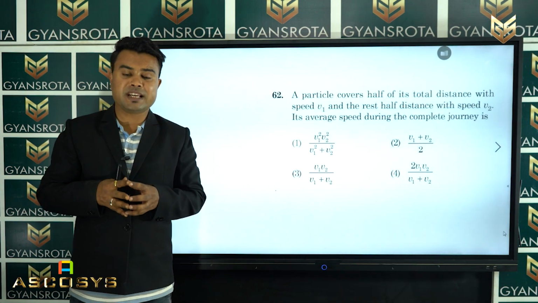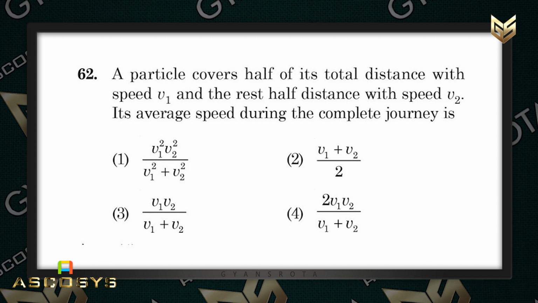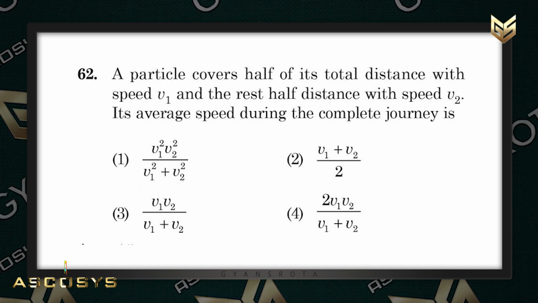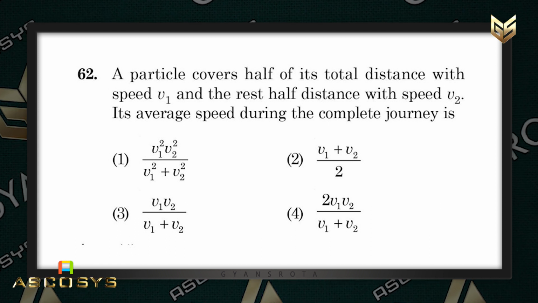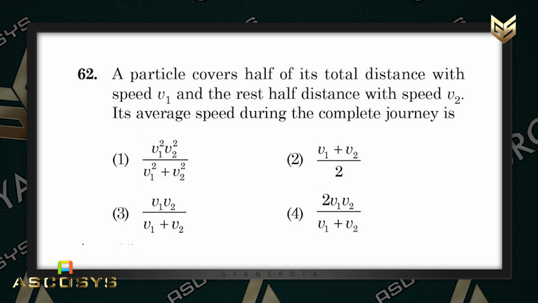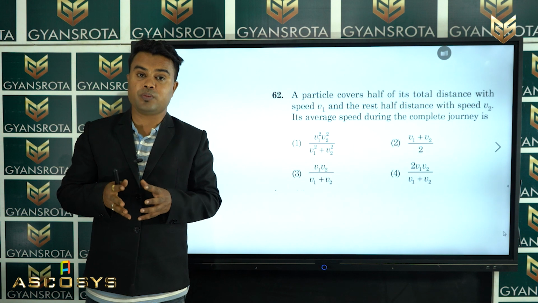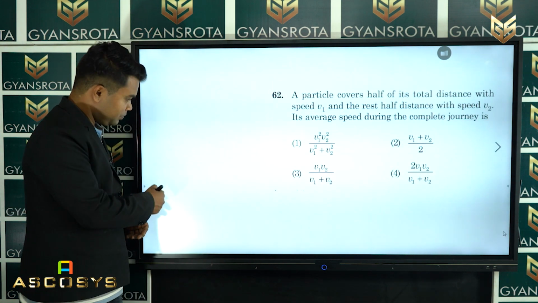Question number 62 says that a particle covers half of its total distance with speed v1 and the rest half with speed v2. A particle is moving, half the distance it covers with the speed v1 and the next half it covers with speed v2. Its average speed during the complete journey is. So again, this is a question from class 11, motion in one dimension, right? So how do you solve this one?